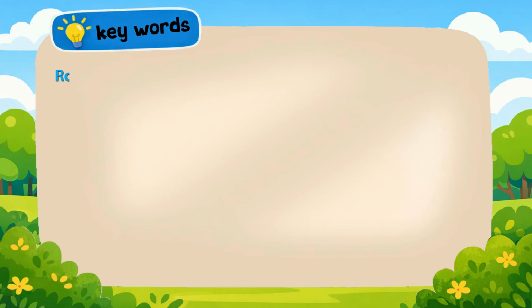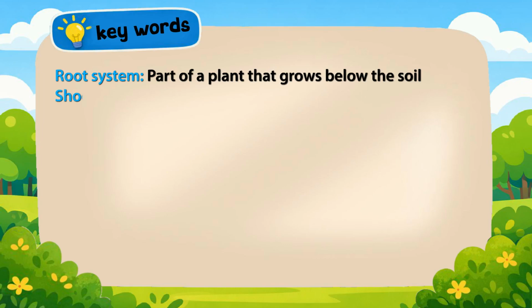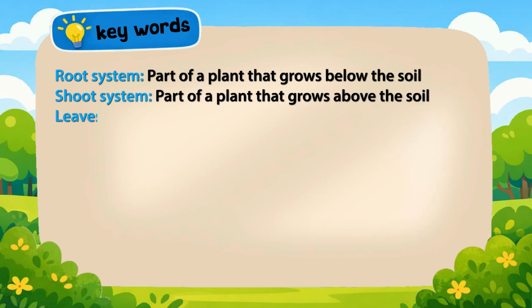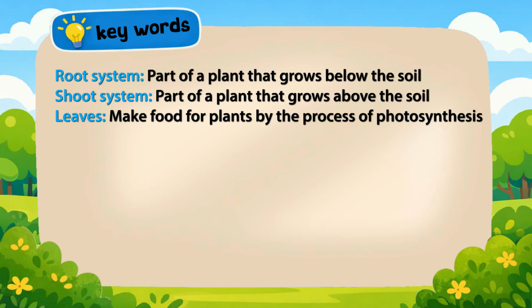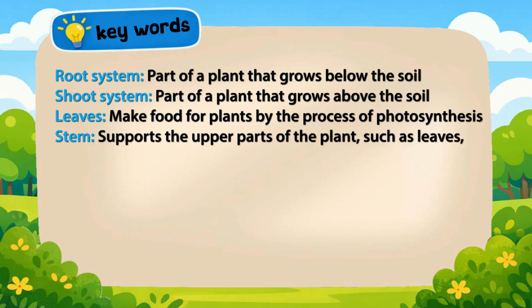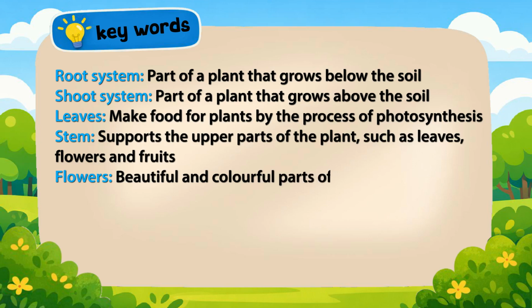Key words. Root system. Part of a plant that grows below the soil. Shoot system. Part of a plant that grows above the soil. Leaves. Make food for plants by the process of photosynthesis. Stem. Supports the upper parts of the plant, such as leaves, flowers and fruits. Flowers. Beautiful and colorful parts of a plant.